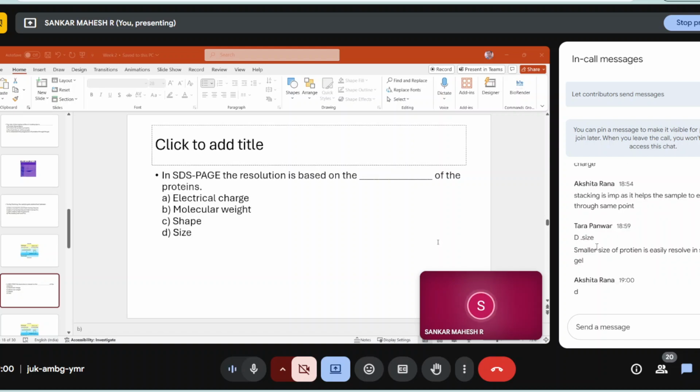Okay, what do you mean by size, Tara and Akshita?